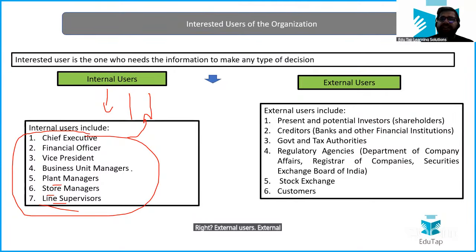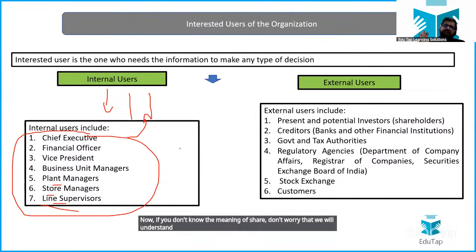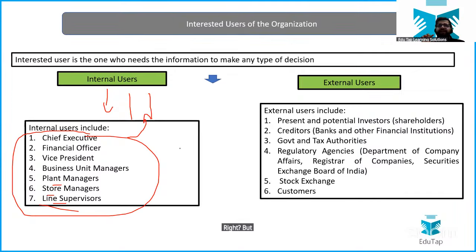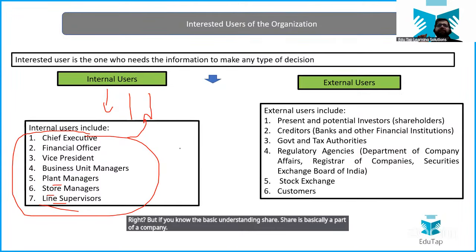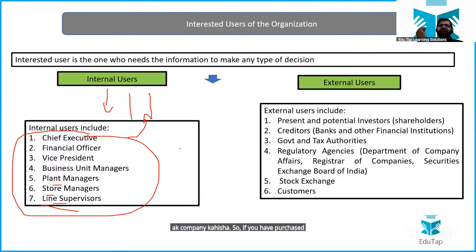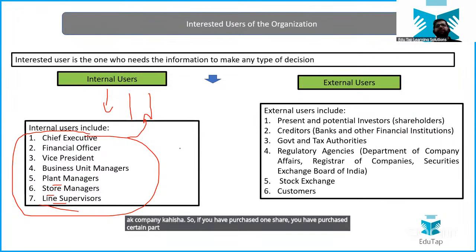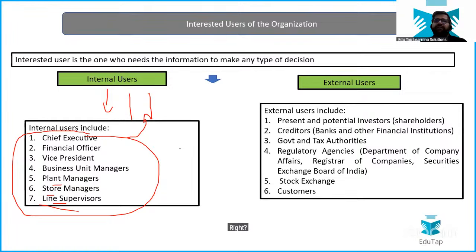External users are basically those people who are outside the company. Like for example, the customer, a shareholder. Shareholder means a person who holds the shares of the company. Now if you don't know the meaning of share, don't worry, we will understand that in finance class, right? But if you know the basic understanding, share is basically a part of a company, एक company का हिस्सा. So if you have purchased one share, you have purchased a certain part of ownership of the company, right? Creditors, government and tax authorities, regulatory agencies, stock exchanges, and customers.